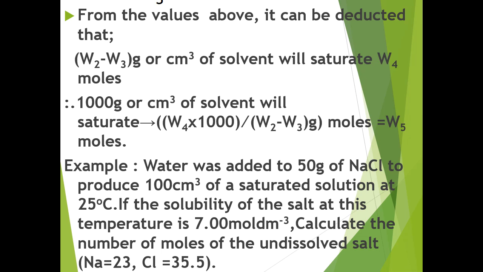Now let's quickly look at an example. Water was added to 50 cm³ of sodium chloride to produce 100 cm³ of a saturated solution at 25 degrees Celsius. If the solubility of the salt at this temperature is 7.00 moles per dm³, calculate the number of moles of the undissolved salt. Given that the relative atomic mass of sodium is 23 and that of chlorine is 35.5.